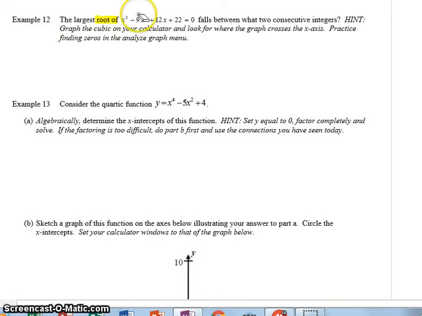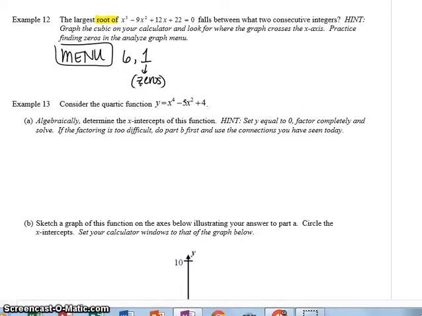So if you just put this function into a graph page, and then you go to menu, number 6 is going to analyze the graph, and then number 1 finds the zeros, which are your roots. Okay, you have 3 roots there, and you want to pick the biggest. So pick the one furthest to the right, and it ends up being at 6.730. So now, between what two numbers does that zero fall between? It falls between 6 and 7.